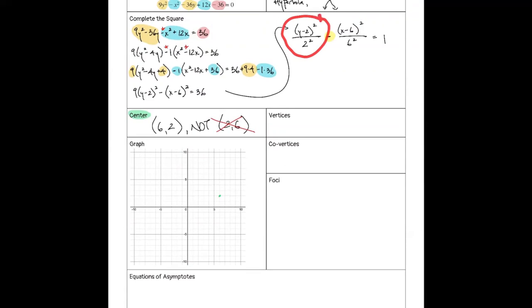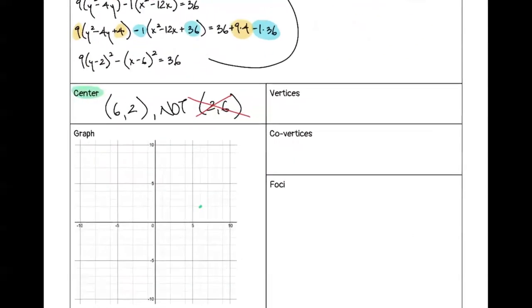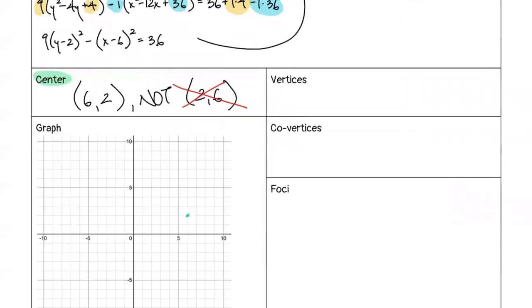So from my center, I'm going to go up and down 2. If I go up and down 2, I get to here and here. And I can write that as 6, 2 plus or minus 2.